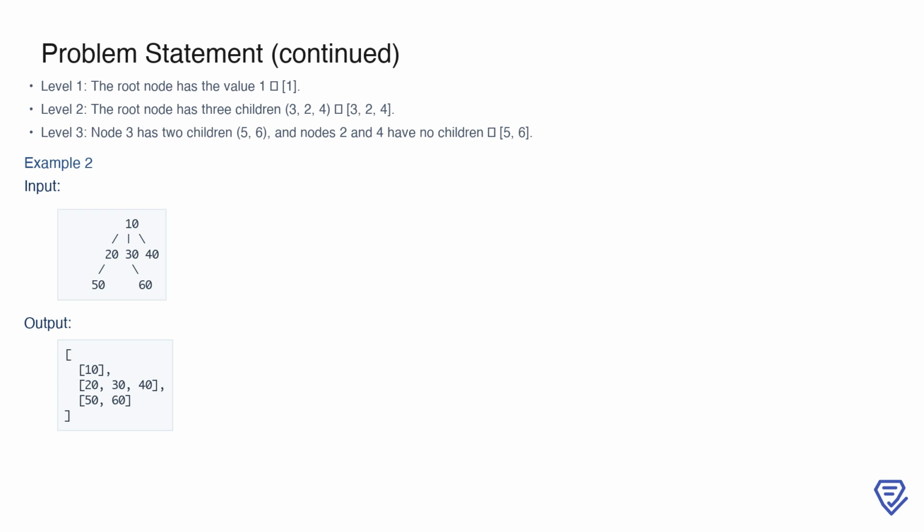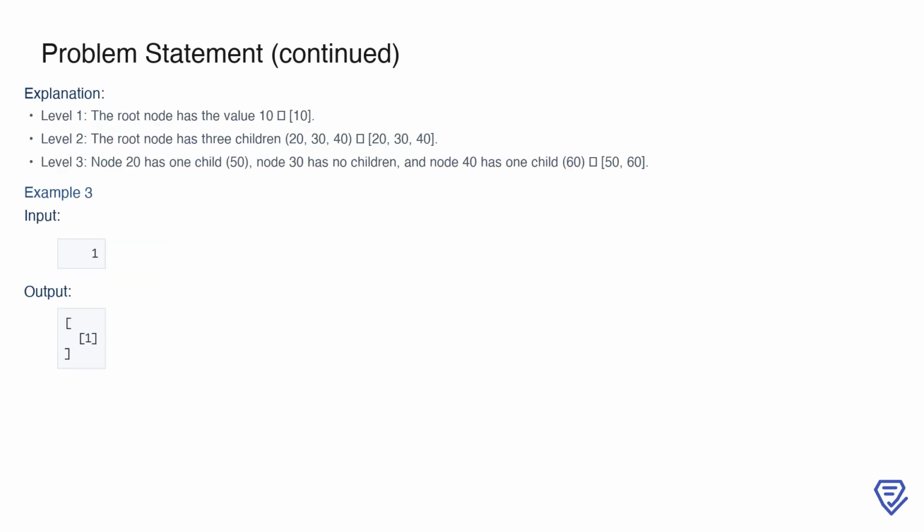Now, let's look at another example to reinforce this concept. Here, we have a tree where the root node has a value of 10 and 3 children with values 20, 30, and 40. Node 20 has 1 child with a value of 50, node 40 has 1 child with a value of 60, and node 30 has no children. For the output, we start with level 1, which only contains the root node, so the first list is 10. At level 2, the root's children are 20, 30, and 40, giving us the second list, 20, 30, 40. At level 3, node 20 contributes 50, and node 40 contributes 60, resulting in the third list, 50, 60.